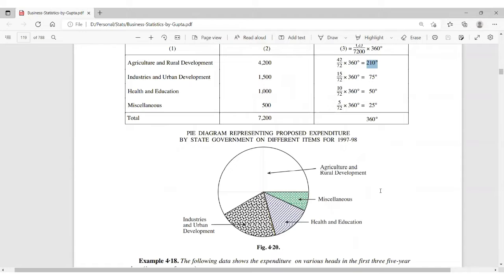What you do, take a protractor, right? First of all, take the compass and make a circle with any radius. Now, from the center, draw any radius, right? With the help of the protractor, draw the angle of 210. For example, if we take this point, 210, anti-clockwise up to this level. All this blank portion is the 210 degree angle. Right? So, yes, sir. This represents agriculture and rural development.